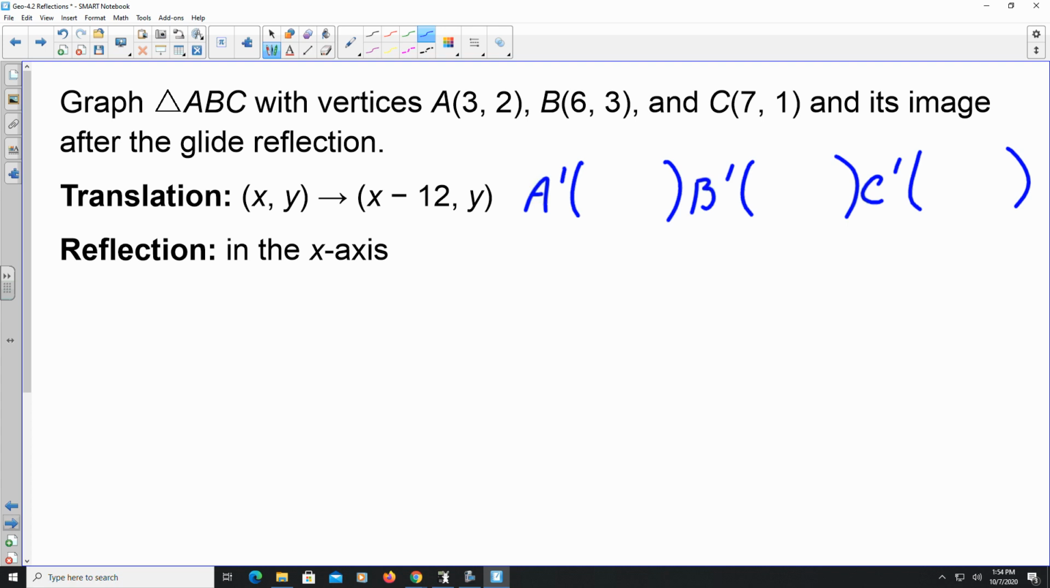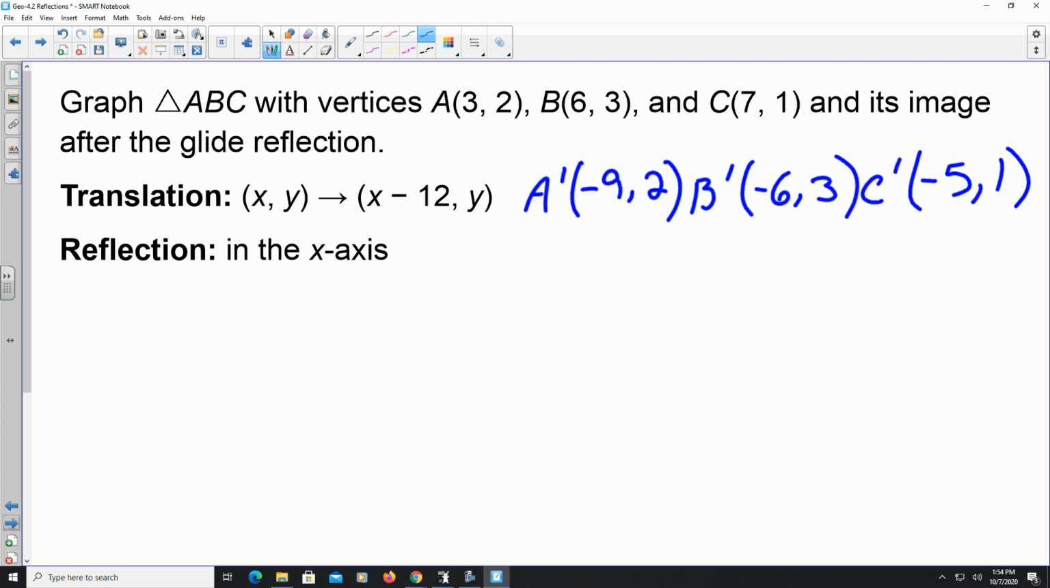In this particular one, we're subtracting every x value by 3. So it's going to be 3 minus 12, so I get negative 9. So A prime is going to be negative 9, comma 2. B prime is going to be 6 minus 12, so it's negative 6, comma 3. And then C prime is going to be 7 minus 12, which is negative 5, comma 1.